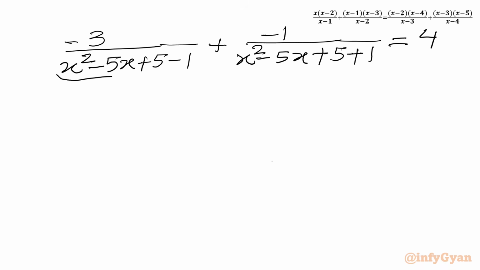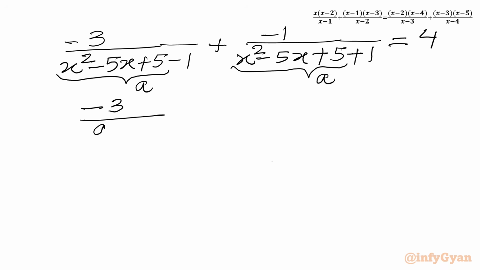Now we can assume x square minus 5x plus 5. Suppose this is equal to a. So we'll write a over here. So I can write minus 3 over a minus 1 plus minus 1 over a plus 1 equal to 4.